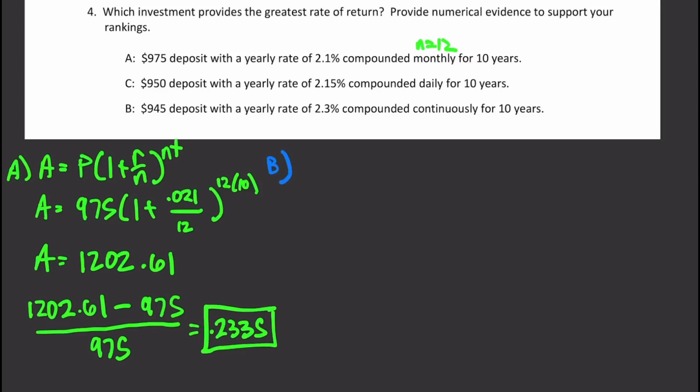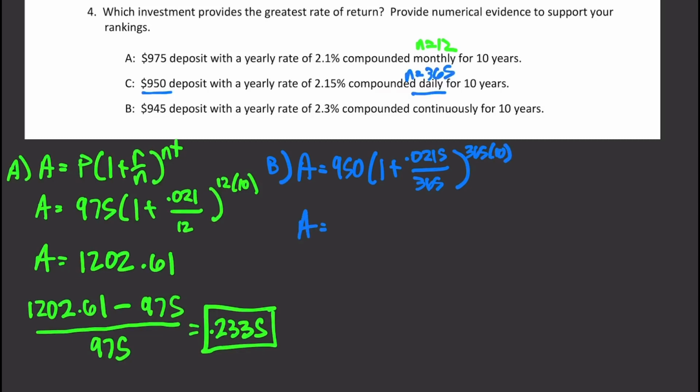So part B. I also have compounded, this is daily, so for this one, n is going to be 365. Same compound interest formula. I deposit $950 though, so this is a little bit different. So that's going to be $950. 1 plus this rate is 2.15%, so it's 0.0215 divided by 365. I have to raise that to the 365 times 10.